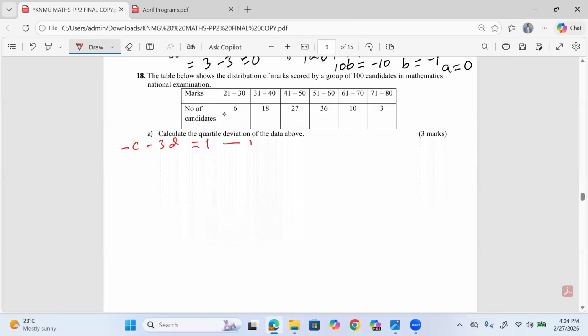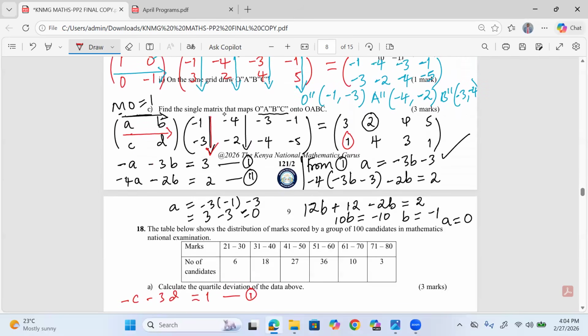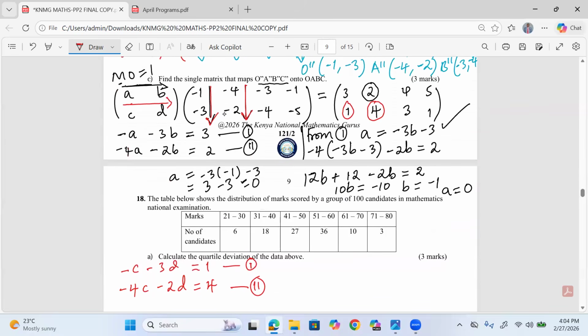That's another equation. Then again, for equations involving C and D, we can use the second column here to multiply the same row. So we talk about C by negative 4 and D by negative 2 to give us the second element on the Y in the answer matrix. So negative 4C and negative 2D to give us 4. This is a second equation. Is that clear?